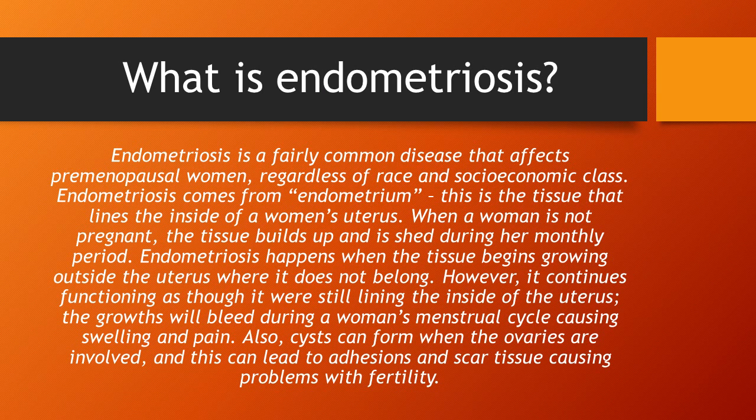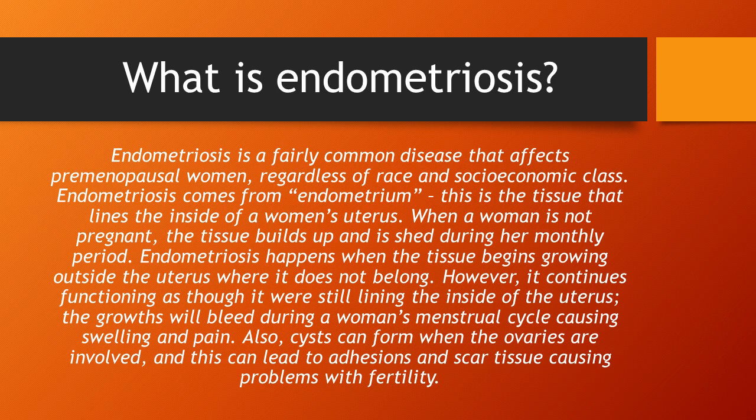Now, what is endometriosis? Well, endometriosis is a fairly common disease that affects premenopausal women, regardless of race and socioeconomic class. Endometriosis comes from the word endometrium, and this is the tissue that lines the inside of a woman's uterus. When a woman is not pregnant, the tissue builds up and is shed during her monthly period.